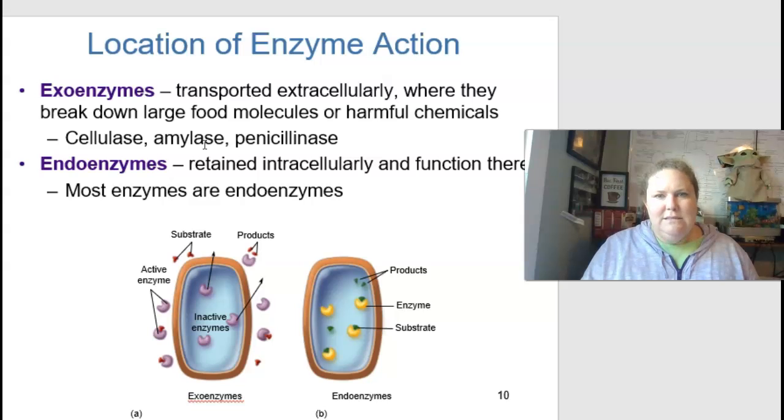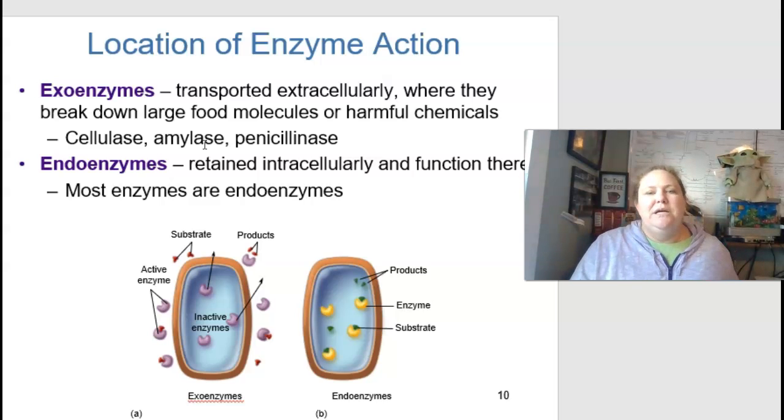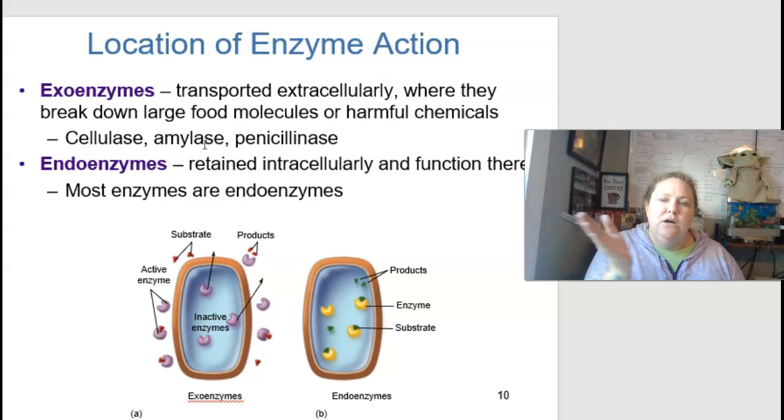So where's all this happening? Okay, well, this is in figure 8.6, and these are the types of enzymes as described by their location and actions. So we have exoenzymes and endoenzymes. Look for those keywords. Exo means outside of, endo means inside of. So those exoenzymes are going to be transported extracellularly, or outside the cell, where they break down large food molecules or harmful chemicals.